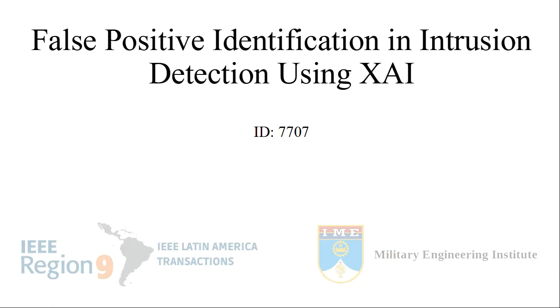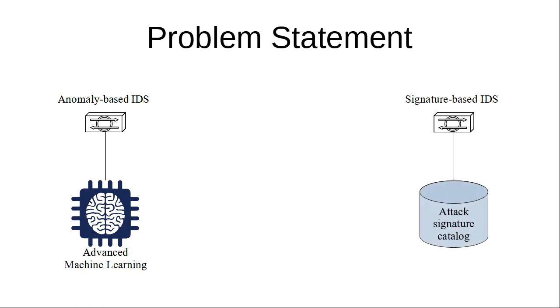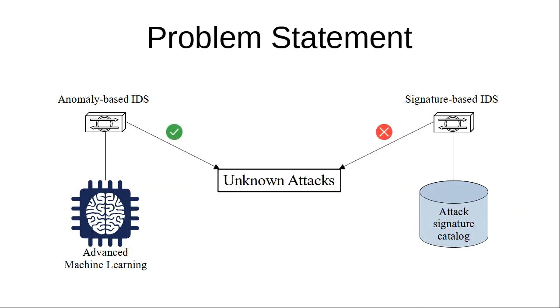The article title is False Positive Identification in Intrusion Detection using XAI, which stands for Explainable Artificial Intelligence. Anomaly-based IDS, which uses machine learning, has a great advantage over signature-based IDS. It can detect previously unknown attacks, whose signature is not yet available. However, signature-based detection is still preferred in real-world implementations.